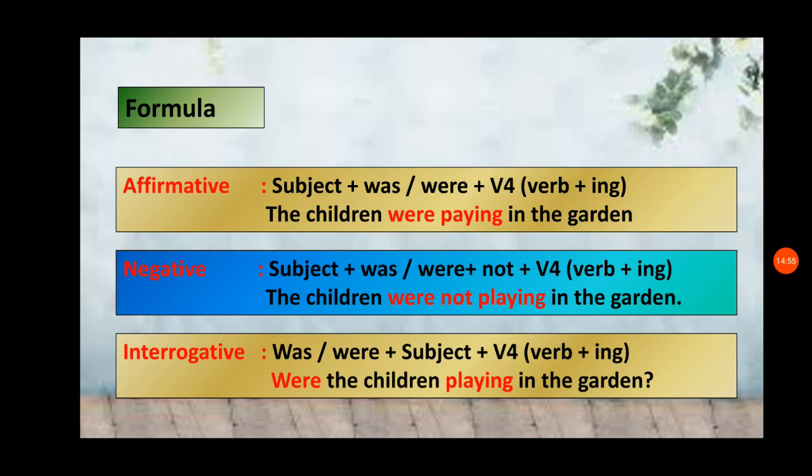The children were not playing in the garden. It is negative. In the first sentence, the children were playing in the garden. The children were not playing in the garden. The children were playing in the garden, they were not playing. That is the difference between the both sentences. Was or were. In the interrogative sentence, we should use the be verb of the past tense in the beginning, before the subject, and we can use the verb-ing after the subject. Were the children playing in the garden? Were the children playing in the park?